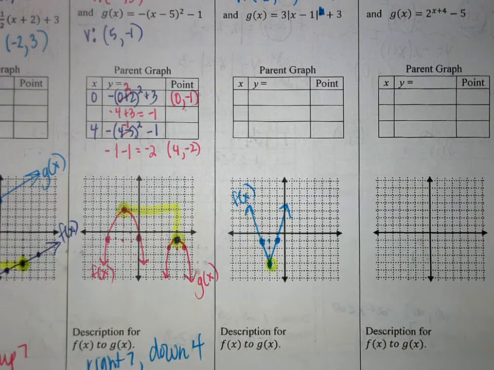Do you want to volunteer to go and finish that problem for me? So the translation was up 7, right 3. Okay? So if you got that, then you have it correct. Is there anyone that's willing to go do it? Yes.